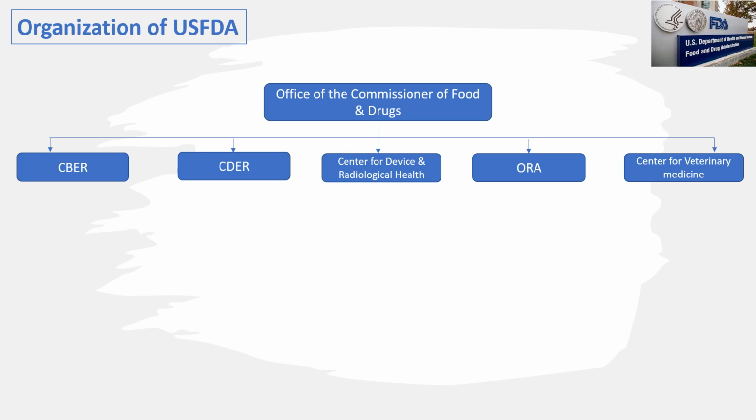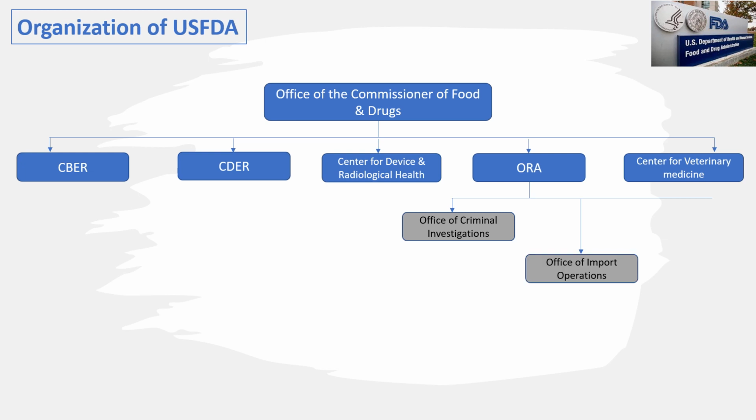All the inspection activities and the enforcement and field activities are taken care of by the ORA, that is the Office of Regulatory Affairs, in which there is the Office of Criminal Investigation. If there are some complaints, or there's some forgery or data integrity related issues, then it is carried out by the Office of Criminal Investigation. And the inspectors that come to visit are often called investigators, and they belong to the ORA. In that, there is the Office of Import Operations and the Office of Regulatory Operations. These are not all; there are other aspects in the ORA as well, but a few have been defined here.